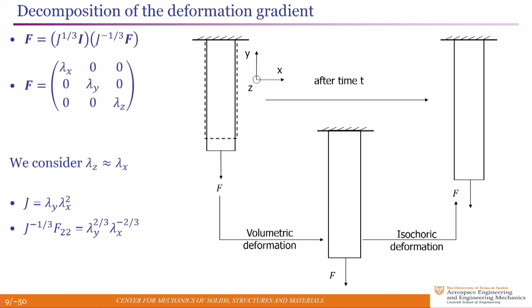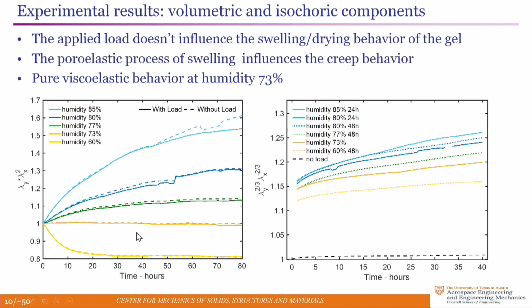But if you decompose the total deformation into two parts, one that is volumetric and one that is deviatoric, you can take the deformation gradient tensor. Lambda x and lambda z are the same. Lambda y is the stretch in the vertical direction. You can decompose it into a volumetric part and a deviatoric part, and then see what happens. And simple calculation shows the volumetric part is lambda y lambda x squared, and the deviatoric part is lambda y to the 2/3, lambda x to the minus 2/3. But magic, everything resolves itself if you do this in this particular representation.